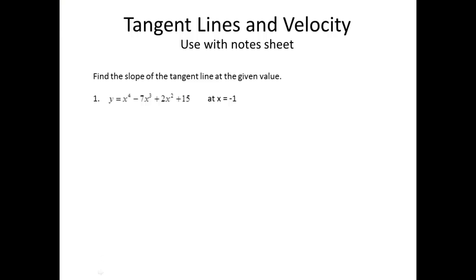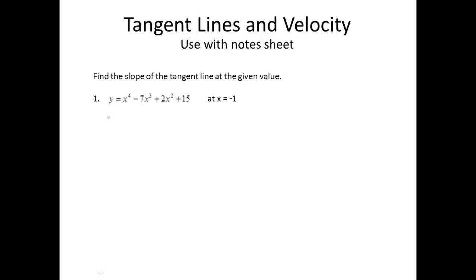Alright, so the first example here is exactly what we did in class. So I'm going to do this with you just to give you a reminder. We were finding the slope of a tangent line to this curve. So we've got this x to the fourth minus 7x cubed plus 2x squared plus 15. And we're looking for a tangent line that occurs at exactly x equals -1. And we want to know the slope of that line.